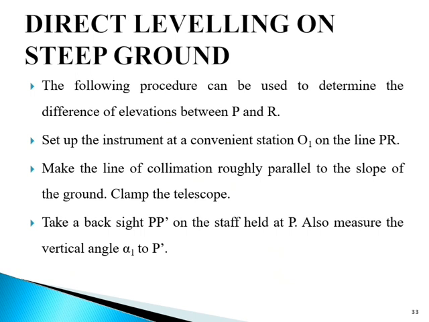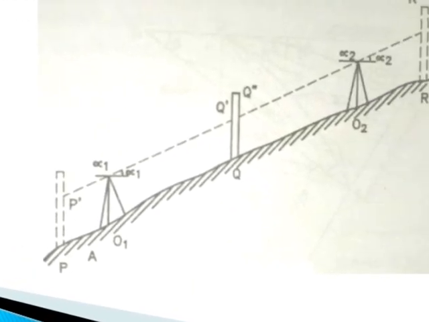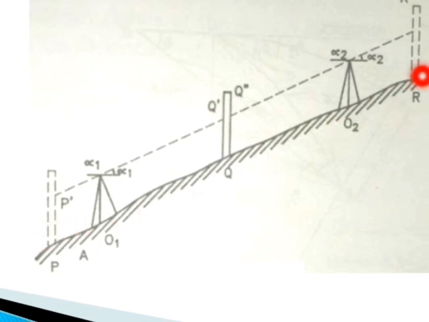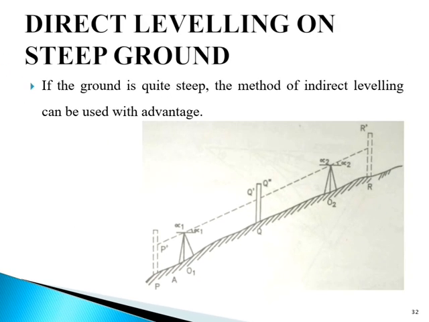The following procedure can be used to determine the difference of elevation between P and R. First of all, set up the instrument at a convenient station O1 on the line PR. This is the line PR, over steep ground. Next, make the line of collimation roughly parallel to the slope of the ground and clamp the telescope. The line of collimation will be here, roughly parallel to the ground.